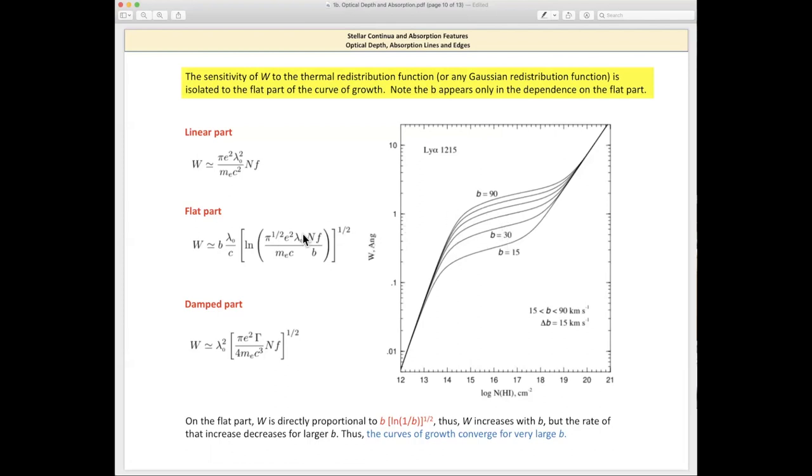And the reason they do is because there's also a B inside here. So as B goes up, this term starts to actually cause an asymptotic convergence of these lines. And so that's what this part here is, that on the flat part, it goes as B times the square root of the natural log of 1 over B. So for a fixed column density, these lines get closer and closer together because of this natural log of 1 over B term.